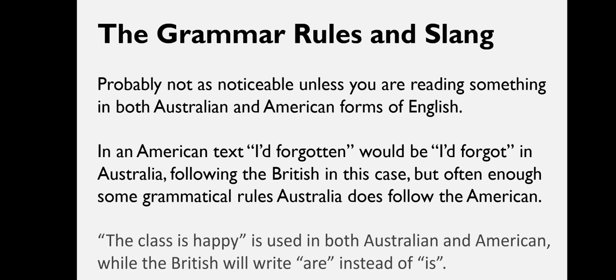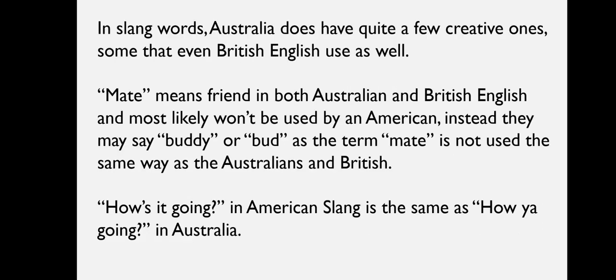Grammar rules and slang are probably not as noticeable unless you are reading something in both Australian and American forms of English. In an American text, I'd forgotten would be I'd forgot. In Australian, following the British in this case. But often enough, on some grammar rules Australia does follow the American. The class is happy is used in both Australian and American, while the British will write are instead of is. In slang words, Australia does have quite a few creative ones, some that British English has as well.